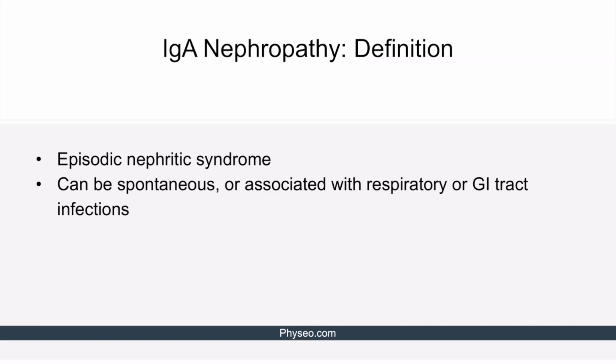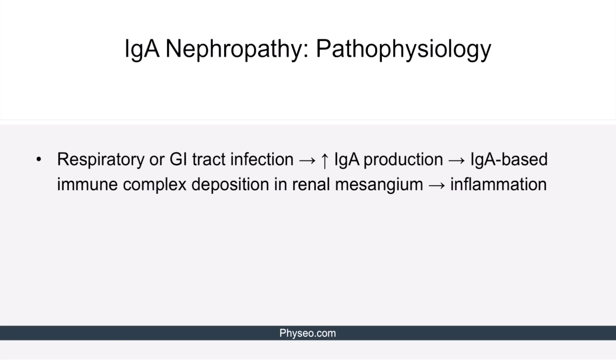IgA nephropathy is an episodic nephritic syndrome. It can occur spontaneously or in association with respiratory or GI tract infections. Let's talk about pathophysiology. Respiratory or GI tract infection results in increased IgA production because IgA normally covers mucosal linings. IgA then combines with microbial antigens. Consequently, there is IgA-based immune complex deposition in the renal mesangium, causing inflammation.